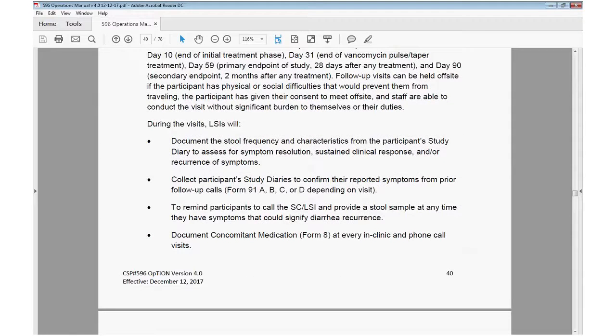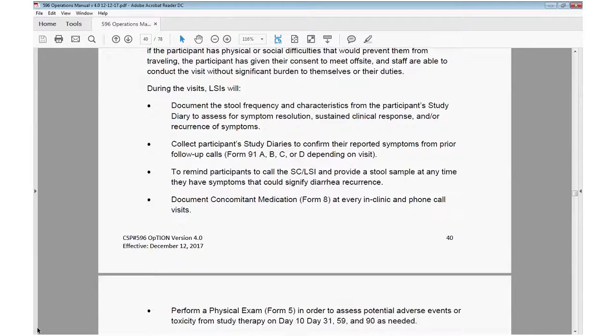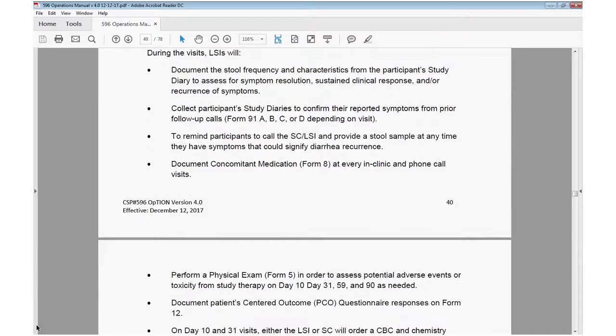During the visit, the LSIs will document the stool frequency and characteristics from the participant's study diary, assess for symptom resolution, sustained clinical response, and/or recurrence of symptoms, collect participants' study diaries to confirm the reported symptoms from prior follow-up calls, remind participants to call the site coordinators and LSIs to provide a stool sample at any time they have symptoms that can signify diarrhea recurrence, document concomitant medications at every in-clinic and phone call visit, and perform a physical exam in order to assess potential adverse events or toxicity from study therapy on days 10, 31, 59, and day 90 as needed.